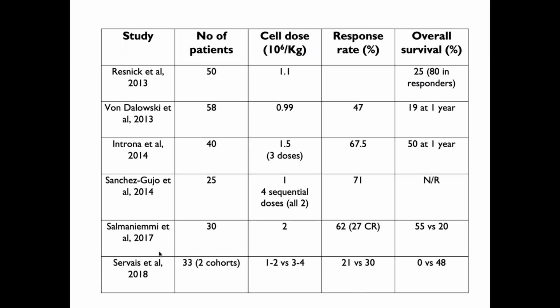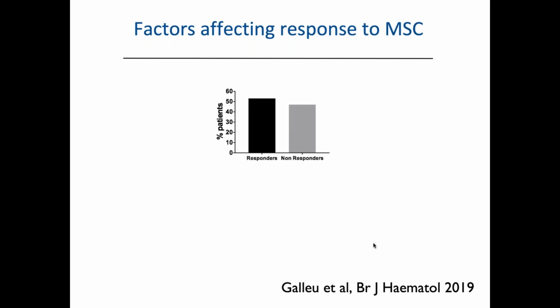So this is a brief summary. The only thing I want to say is that the response rate, despite the massive heterogeneity in the cell source, in the manufacturing process, and so on, remains about 50%. So we talk about between 30 and 60%, despite using very different cell types.